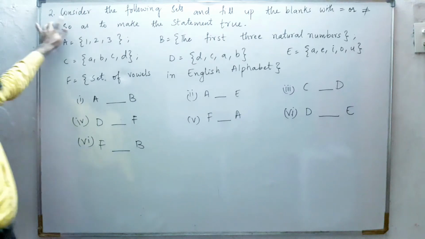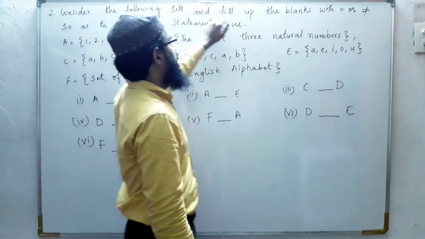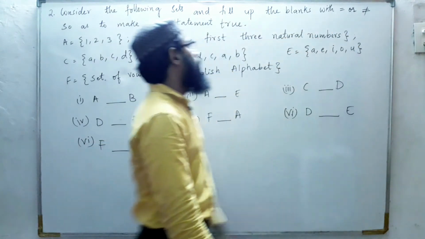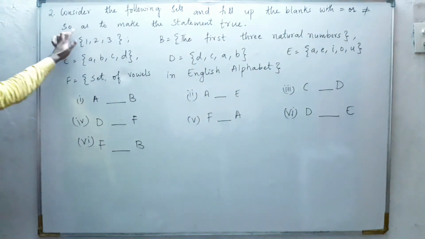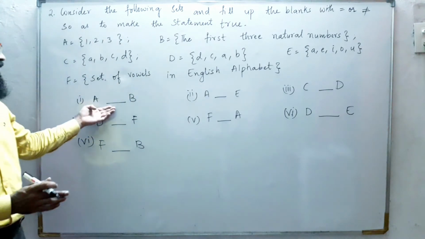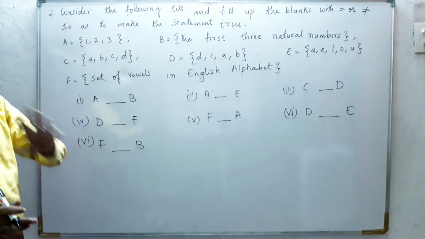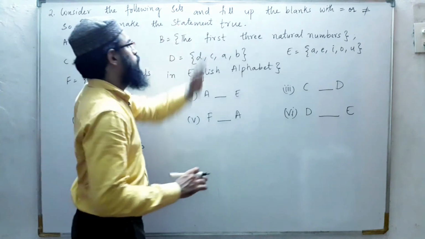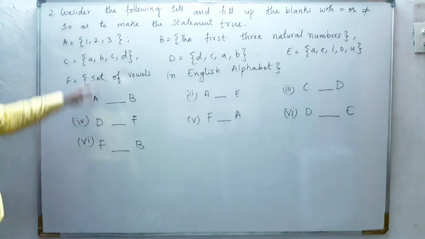Second problem, consider the following sets and fill up the blanks with equal to or not equal to, so as to make the statement true. So we have to fill these blanks with equal to and not equal to, so that the statement has to be true. So let us see what they have given in the sets.